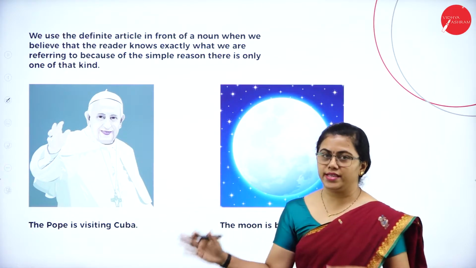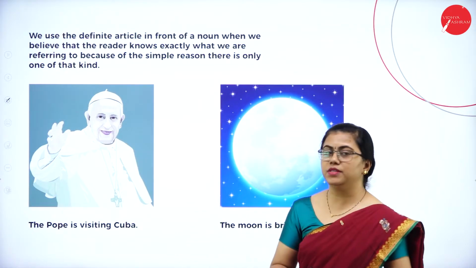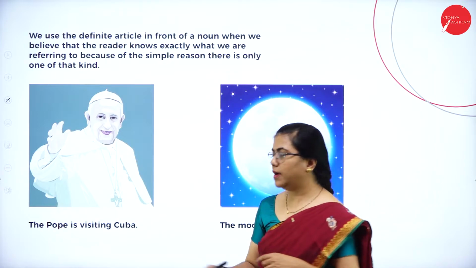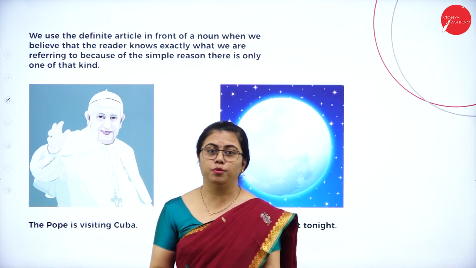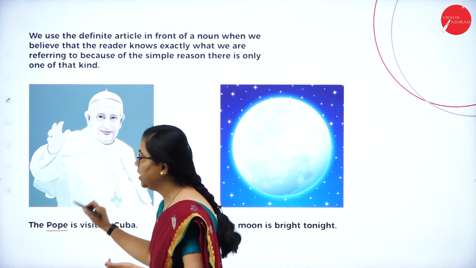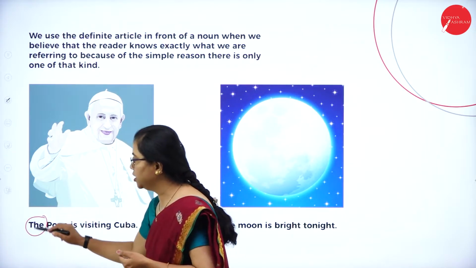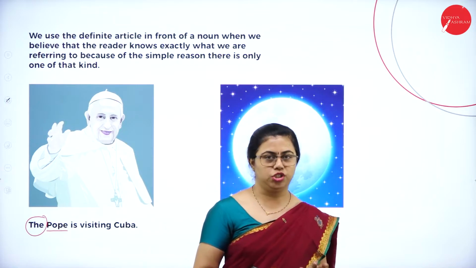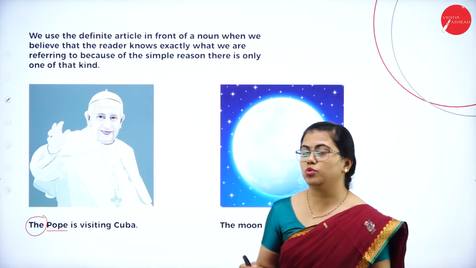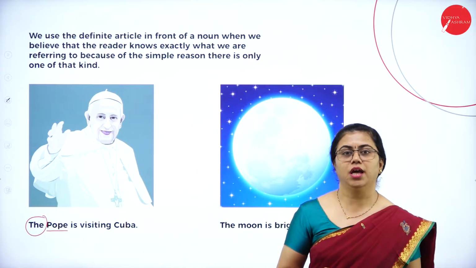So let us see a few examples over here. The Pope is visiting Cuba. Okay, Cuba is the name of a country. The Pope. So here I am referring to the Pope. The Pope is the head of the church, and I am referring to one particular person who is the head of the church. So that's why I am saying the Pope is visiting Cuba.